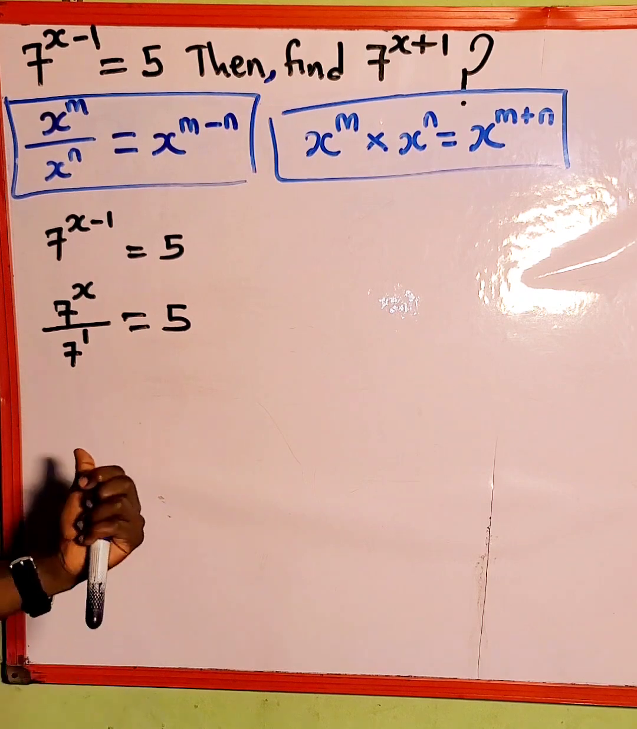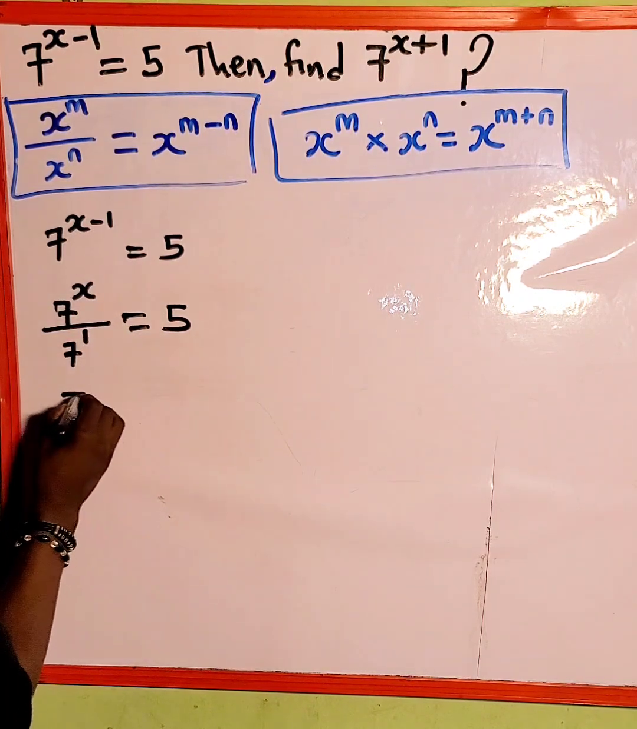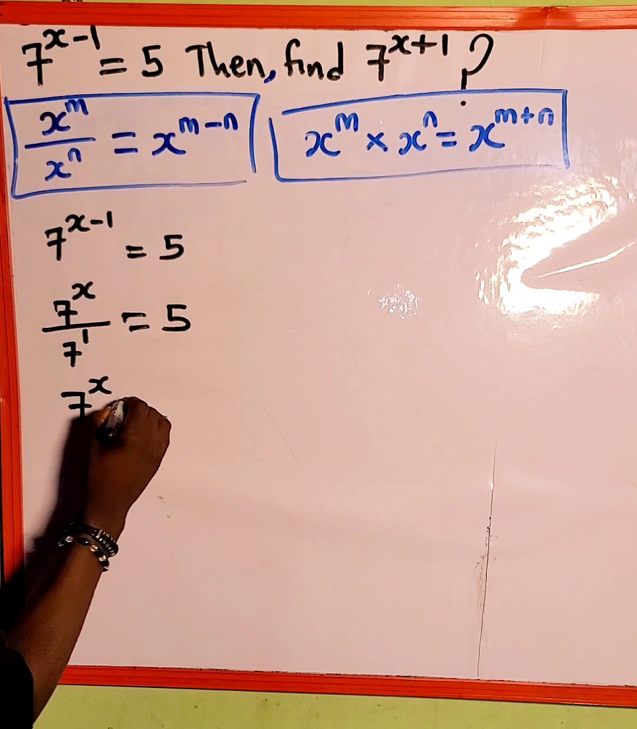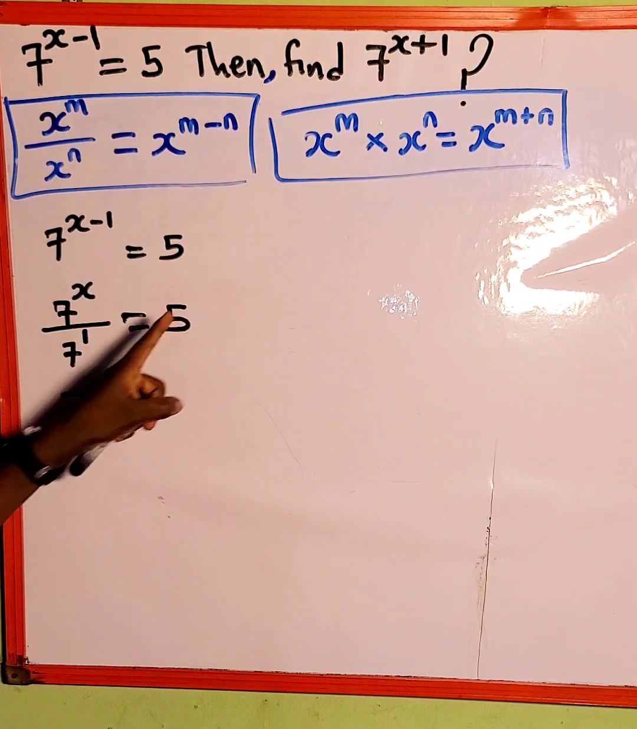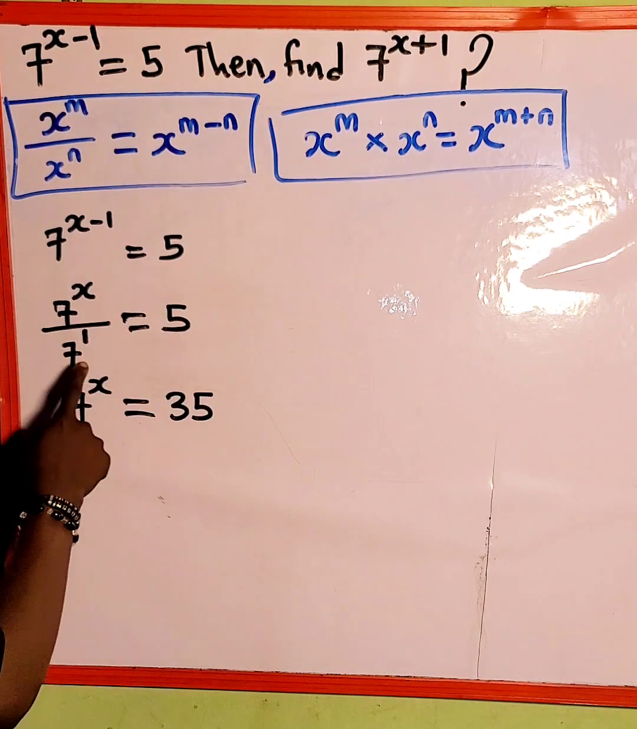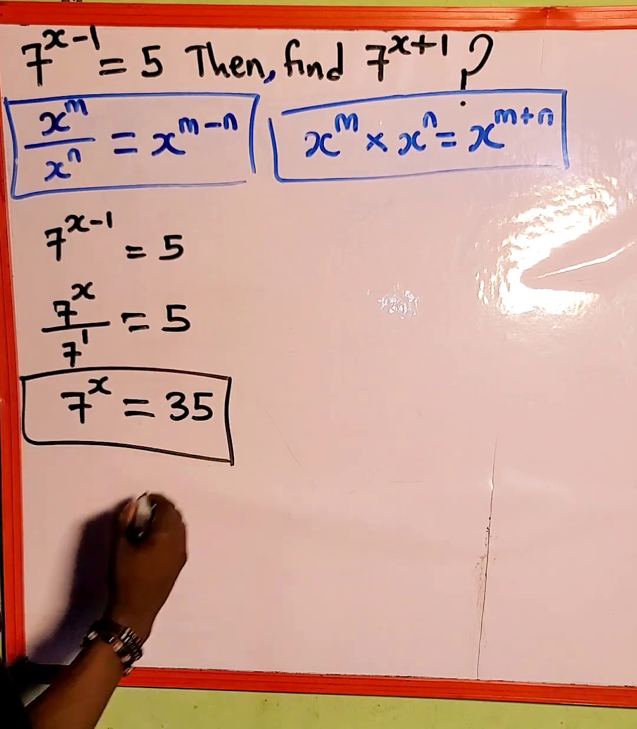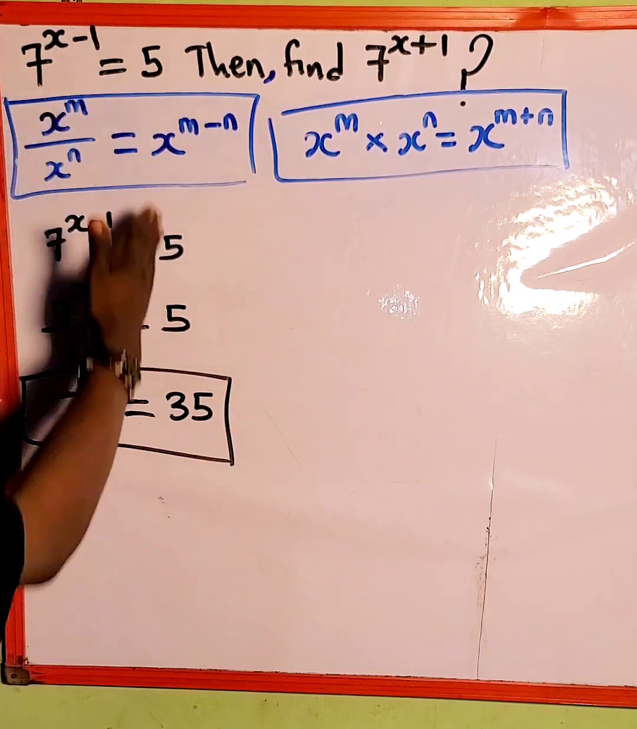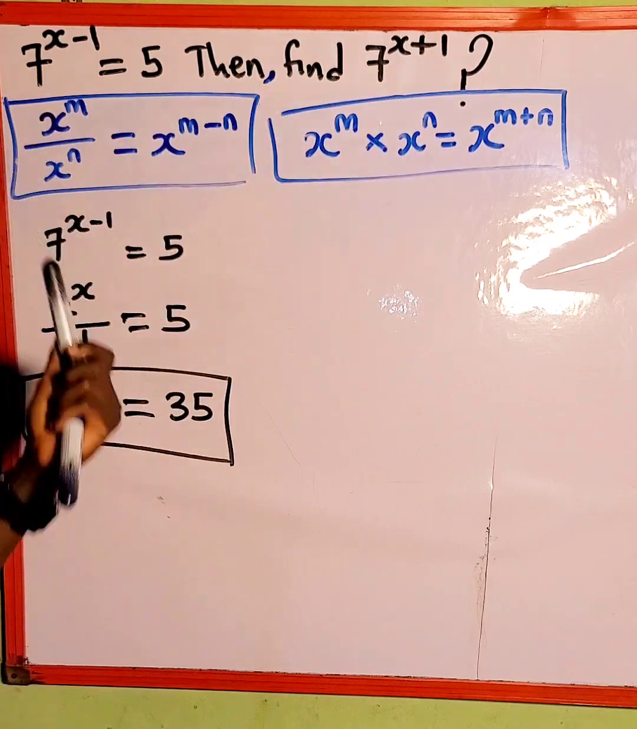Now the next thing is to cross multiply. 7 raised to the power of x, there's nothing here, so we just rewrite 7 raised to the power of x, which is equal to 7 to power 1, which is the same as 7, multiplied by 5, is going to give us 35. Now we have 7 to the power of x to be equal to 35. First, we are going to keep this. But remember, we are not asked to simplify this equation. We are asked to find the value of this expression from the given equation.